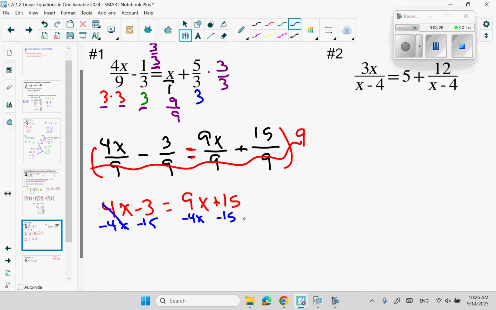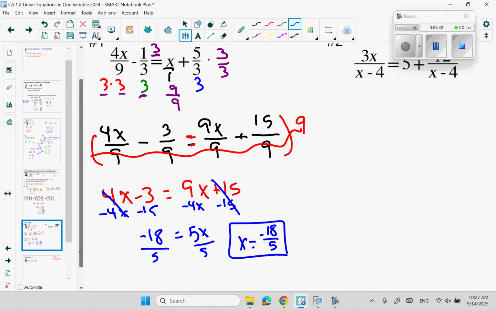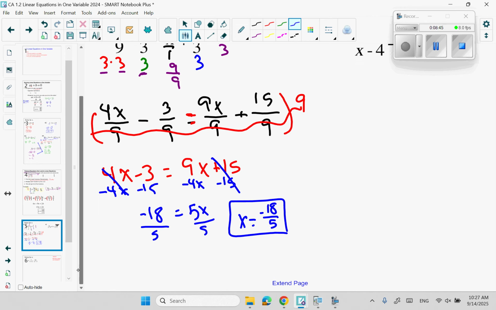We get negative 3 minus 15, negative 18. 9x minus 4x is 5x. Divide by 5, divide by 5. x equals negative 18 over 5. That doesn't simplify, so I would just leave it. If you'd rather do a decimal here because it rounds pretty nicely, I believe that's negative 3.6.